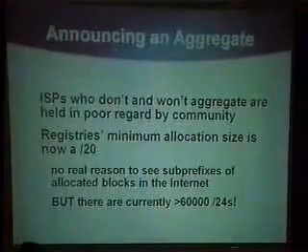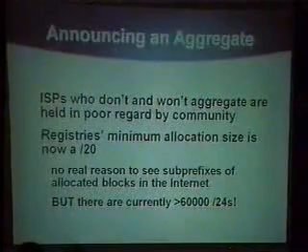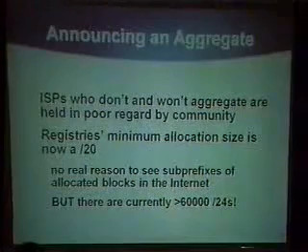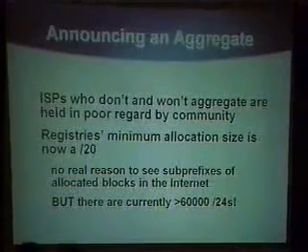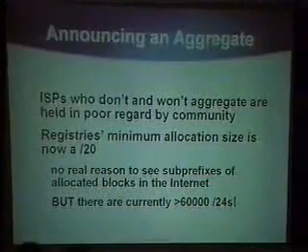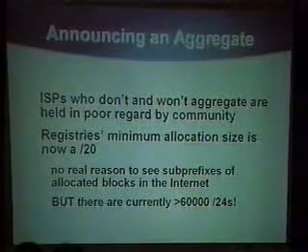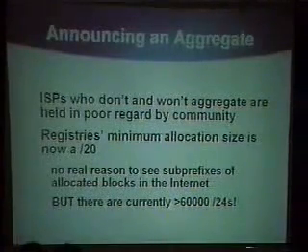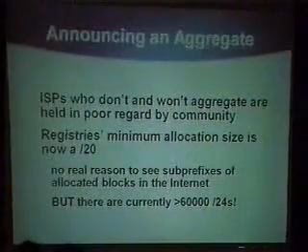Okay, ISPs who don't and won't aggregate are held in poor regard by the community. I think that's fairly safe to say. The registry's minimum allocation size is now /20. There's no real reason to see sub-prefixes of allocated blocks in the internet. But there are more than 60,000 /24s. There were 61,000 this morning. That is quite a lot. If anybody looks at Tony Bates' CIDR report, you can find out how this can get a lot better.